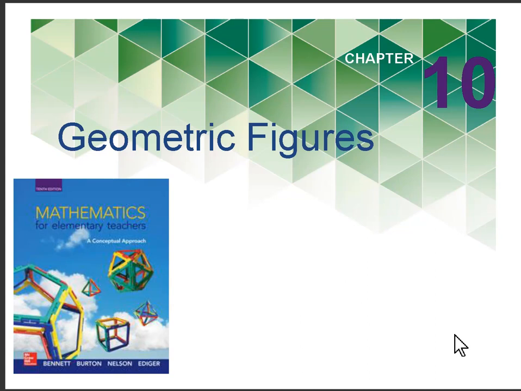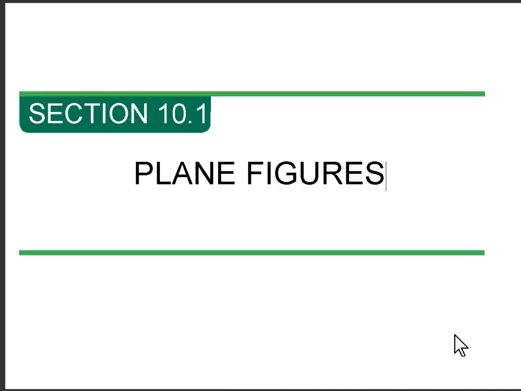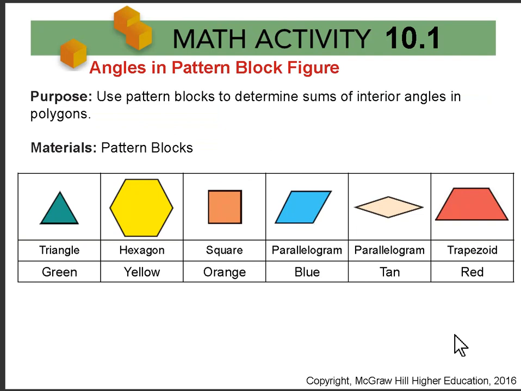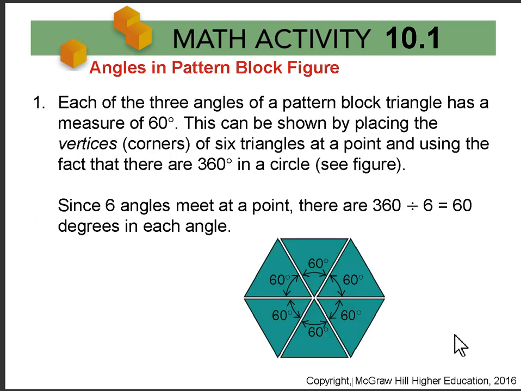This video is for Chapter 10, Section 10.1 for the math activity Angles in Pattern Block Figures. We'll use pattern blocks and we'll determine sums of interior angles in polygons. We'll use the traditional set of pattern blocks: equilateral triangles, regular hexagons, squares, two kinds of parallelograms, and an isosceles trapezoid. In question 1, we look at the equilateral pattern block triangle.